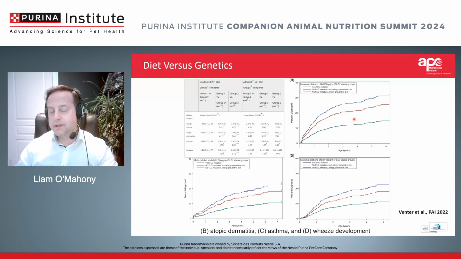So the reason I put this in here is just to give you an idea of how important diet is in protecting against allergic diseases such as AD and food allergy. And relative to a genetic risk factor, it's nearly as important.